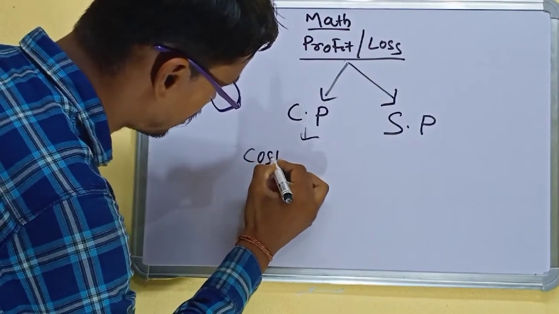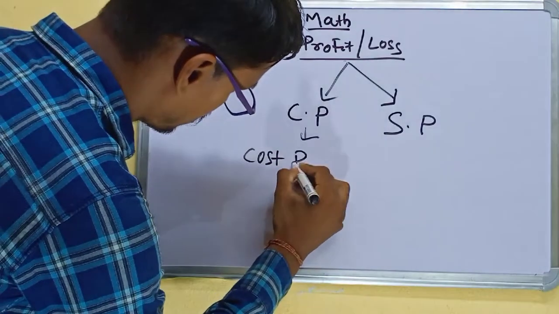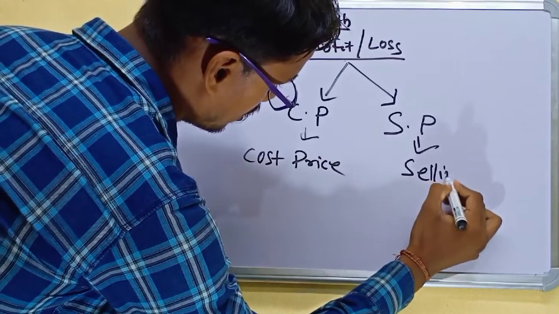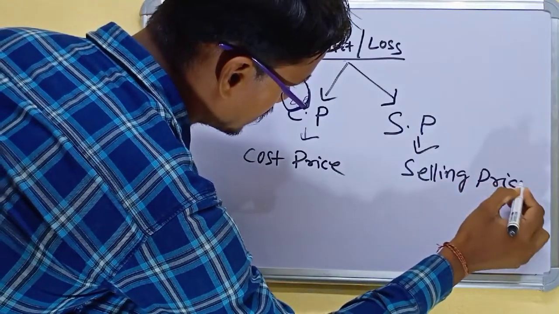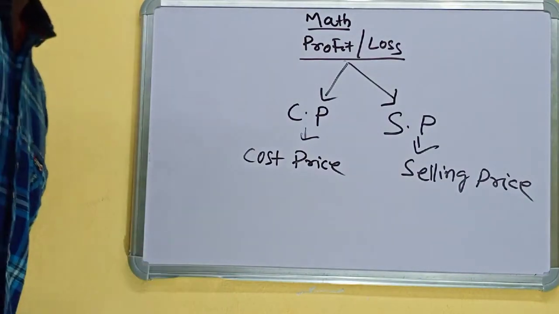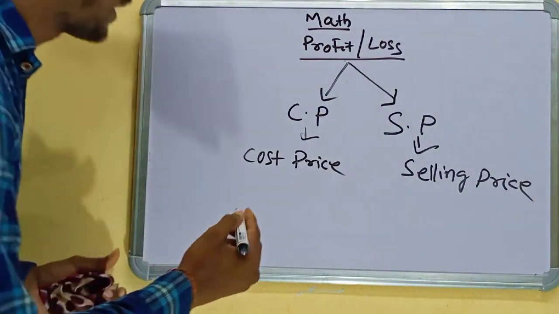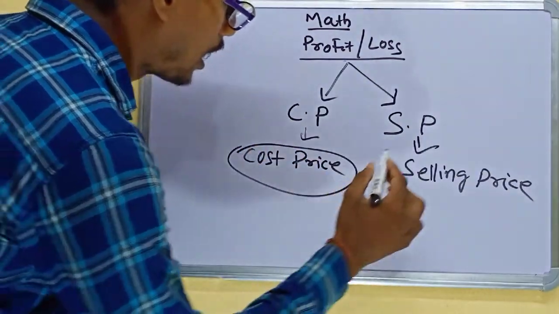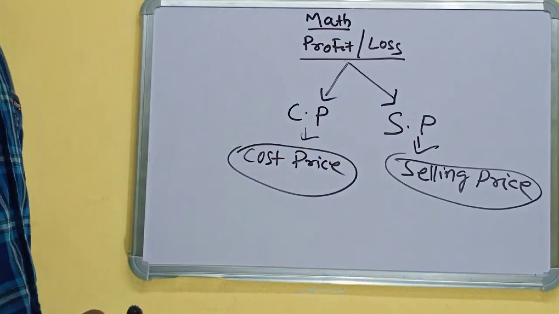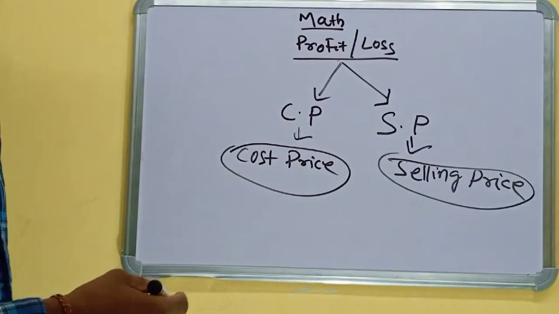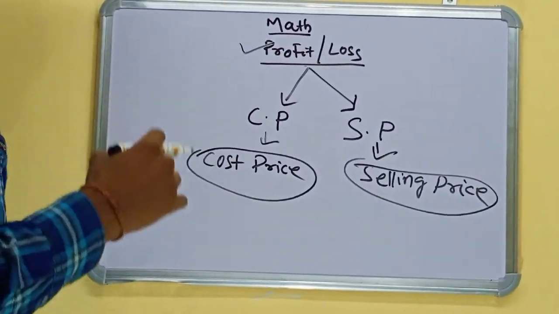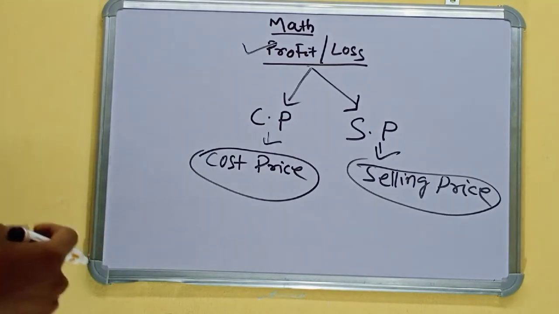CP refers to cost price, SP refers to selling price. Then what is cost price and what is selling price? There are two terms which are very essential in the calculation of profit or loss. Then what is cost price?